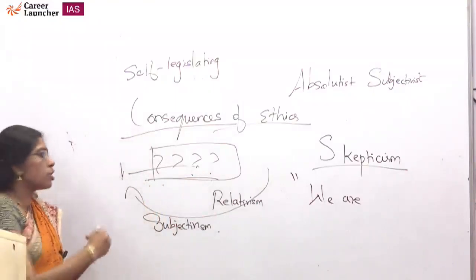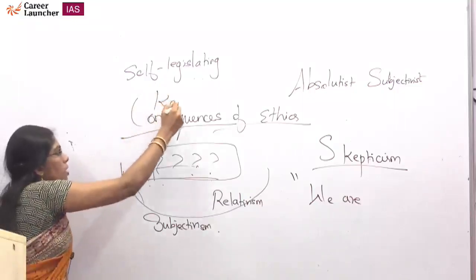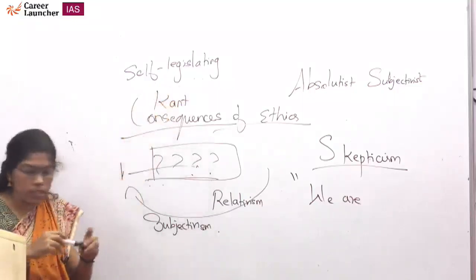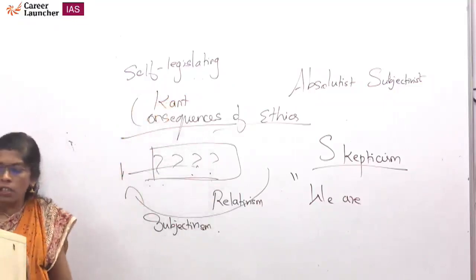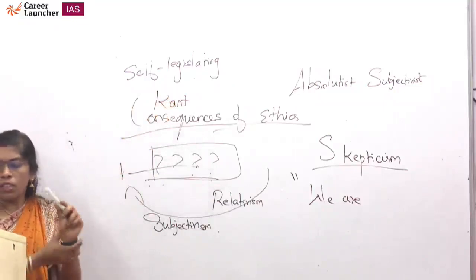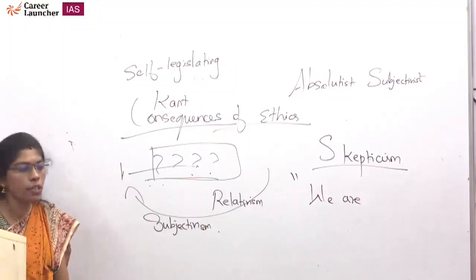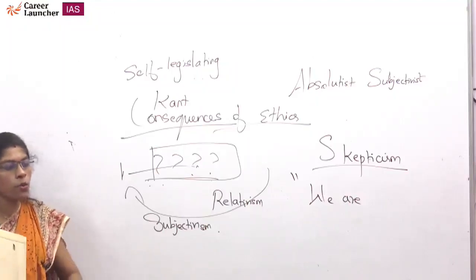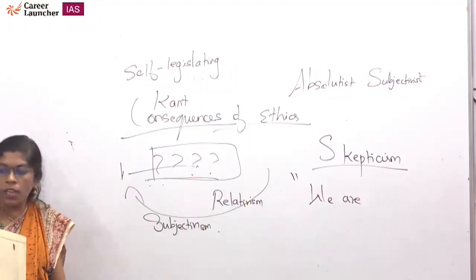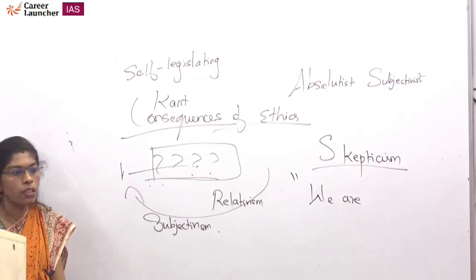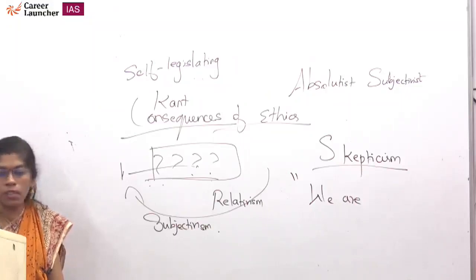Kant, K-A-N-T. Short form, you write Kant. Immanuel Kant. Remember his name. We are self-legislating. Okay. So full stop and continue. Morality is subjective, which means the source of morality is subjective, but still remains universal. Understood?